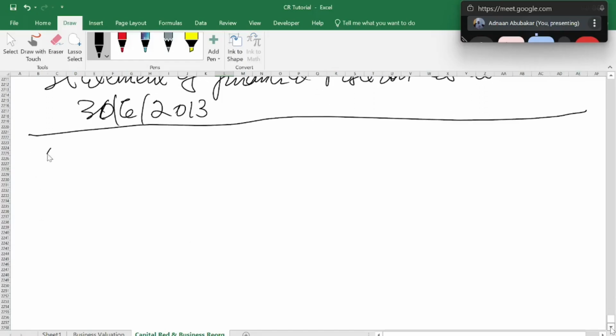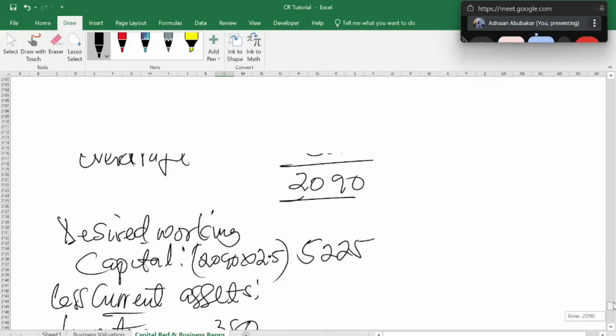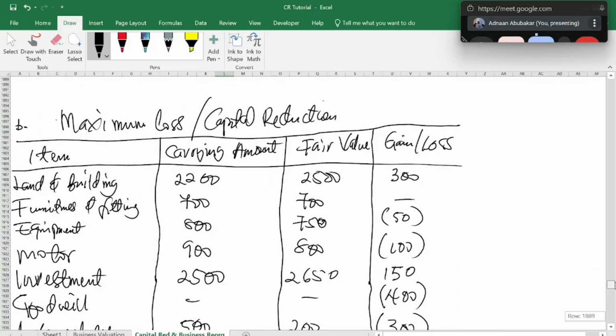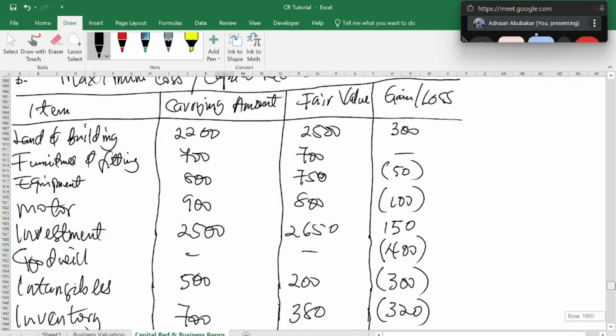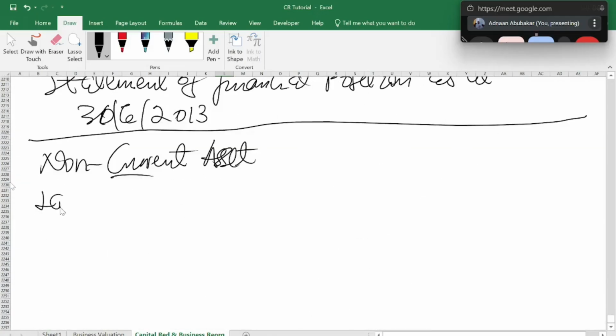Your non-current asset. So your non-current asset, one, you have what? You are going to use the maximum loss to determine your new balance sheet, and you are using the fair value items. So the first one is what? Land and building. What is the fair value of land and building? 2,500. Which item follows next?